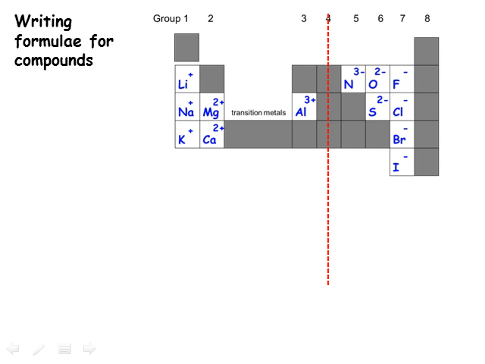Elements in group 4 don't typically form ions, so we won't consider these here. The pattern reverses after group 4. Elements in group 5 form ions with a 3- charge. Elements in group 6 form ions with a 2- charge, and elements in group 7 form ions with a 1- charge. Like group 4, the noble gases in group 8 don't form ions.